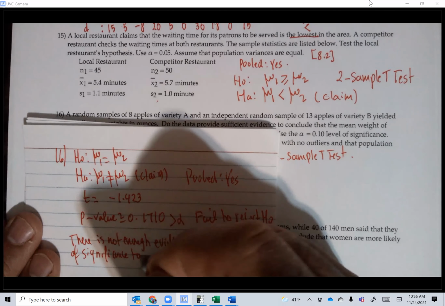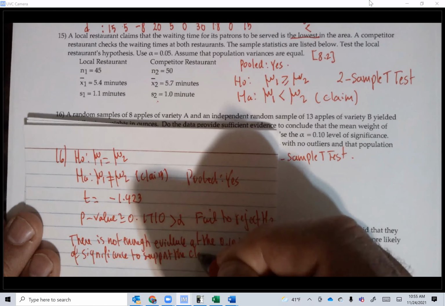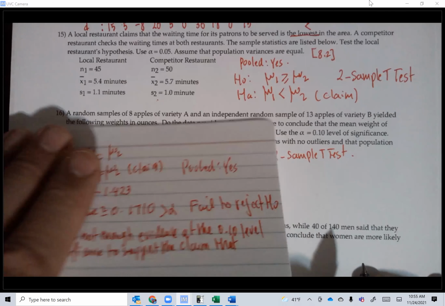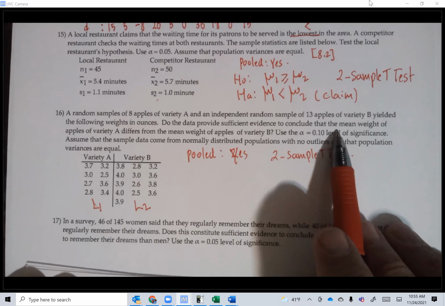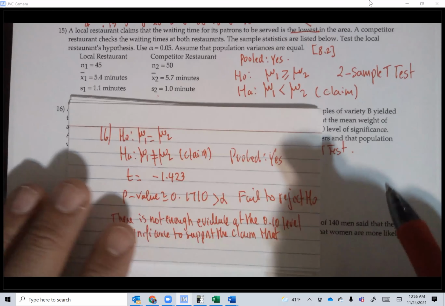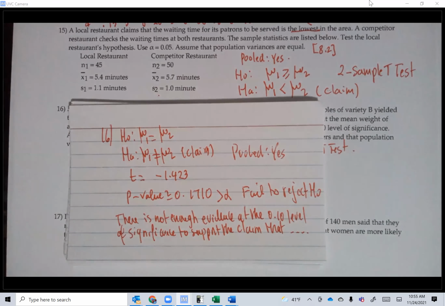to support the claim that, what does the claim say? Okay, to conclude that the mean weight of apples of variety A is different from the mean weight of apples of variety B. You just copy it and paste it, write it down, guys, and that's number 16.